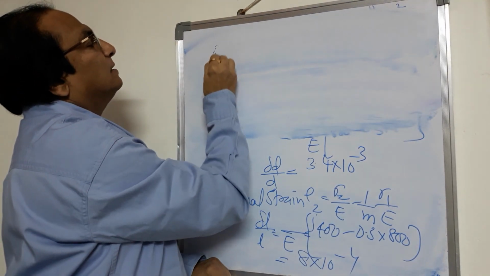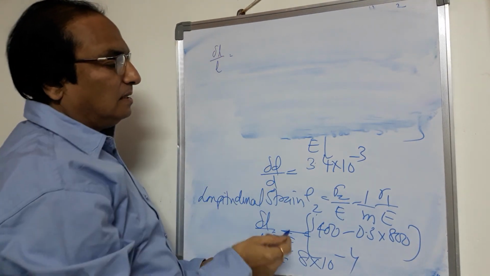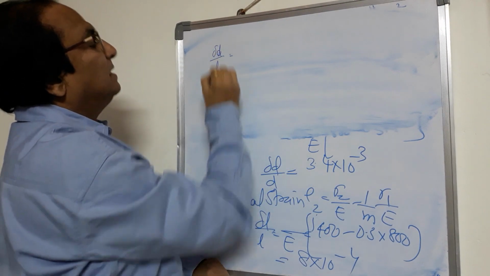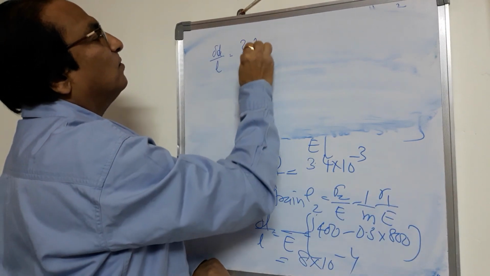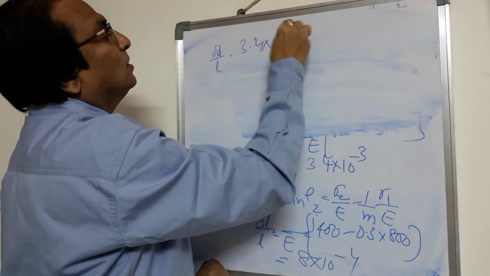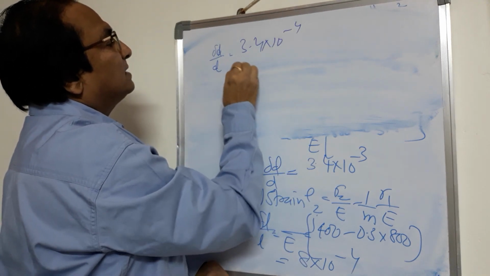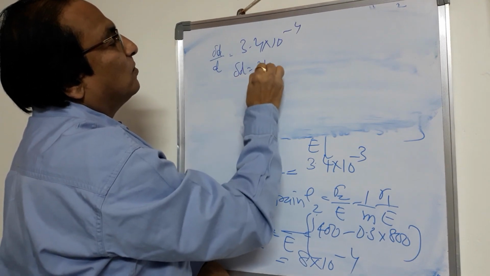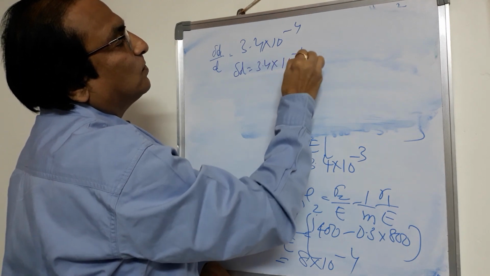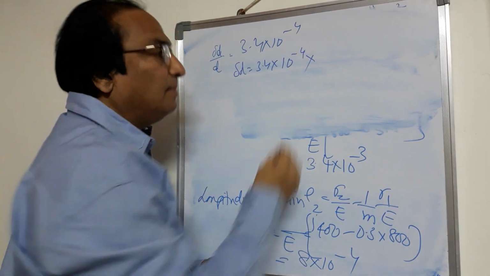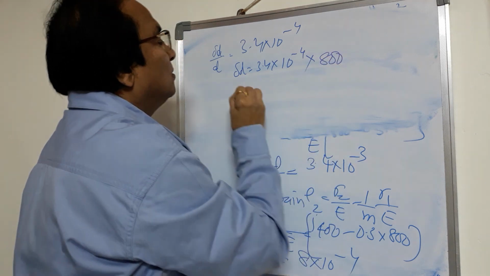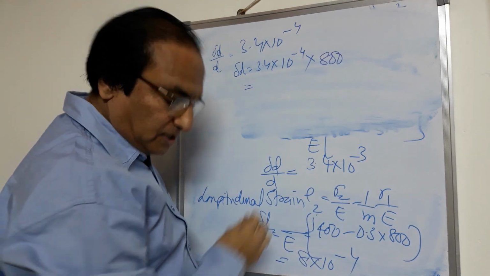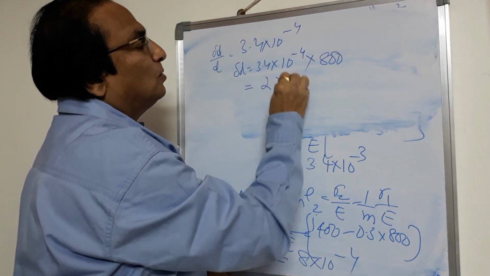So change in diameter by original diameter is nothing but the strain here, which will be 3.4 into 10 to the power of minus 4. So change in diameter delta D is equal to 3.4 into 10 to the power of minus 4 into the original diameter, which is 800 mm. If you simplify this, you get the change in diameter as 2.72 mm.